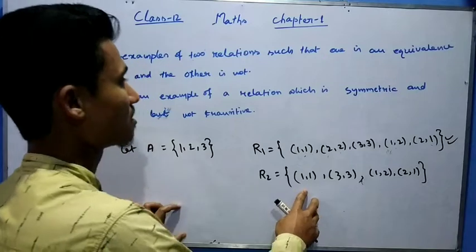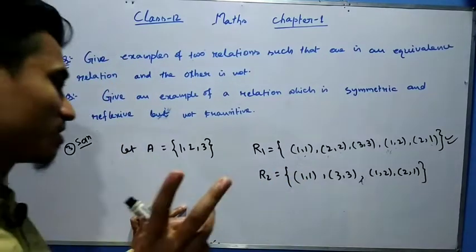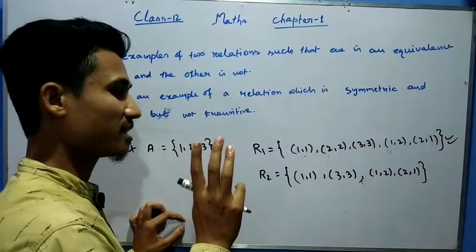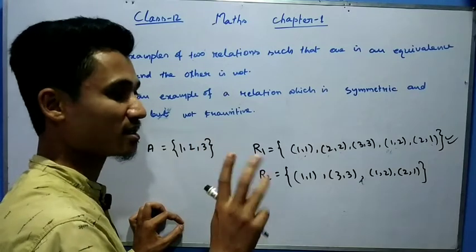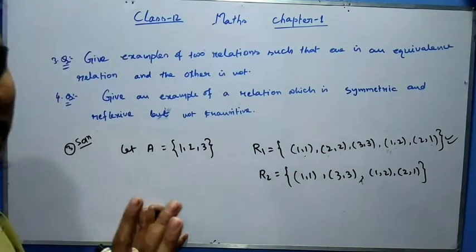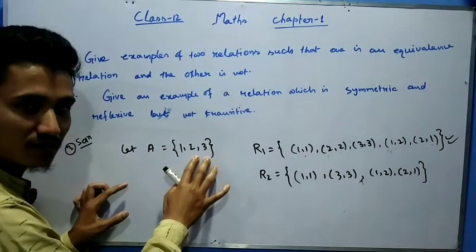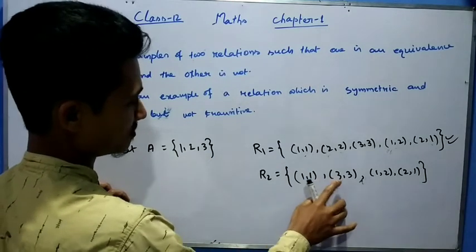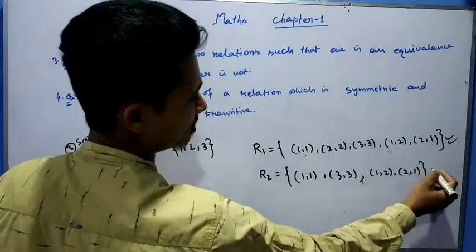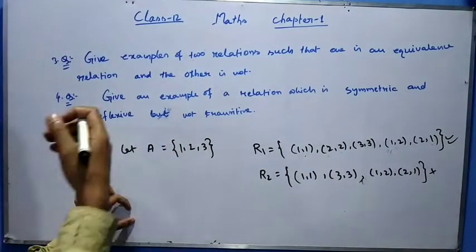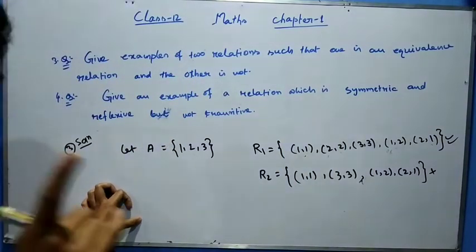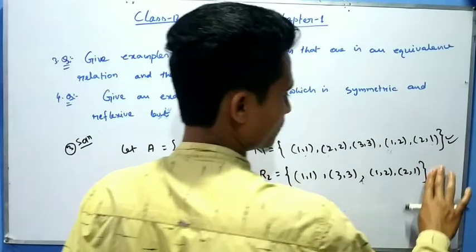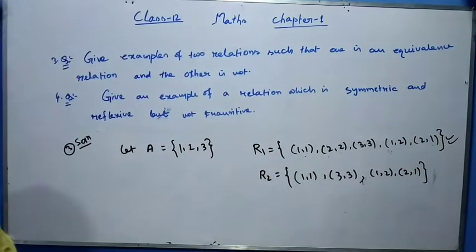Next R2. Whether this is an equivalence relation or not. For equivalence relation, what we have to check? Is it reflexive, symmetric, transitive? If one of the properties is left, then it will not be an equivalence relation. It's 1, 2, 3. So doublet elements must be there. 1,1 is there, 2,2 is not there. So this is not reflexive. Not reflexive means not an equivalence relation. Okay, one property does not hold, then this is not an equivalence relation. So let's see the next question.